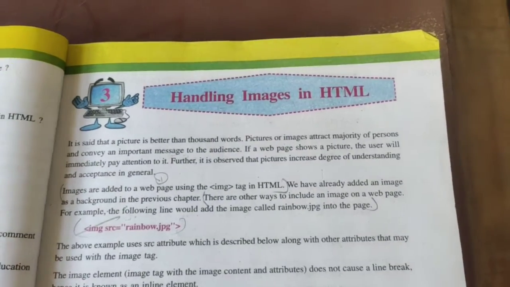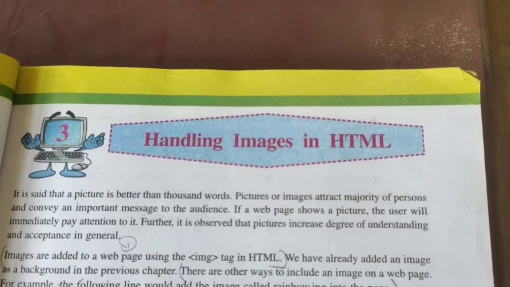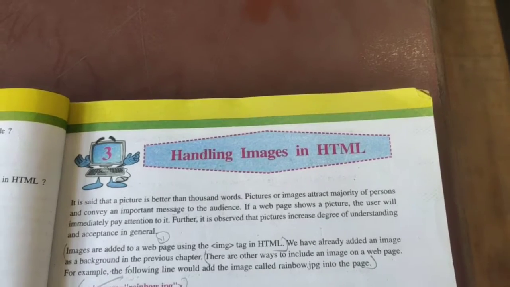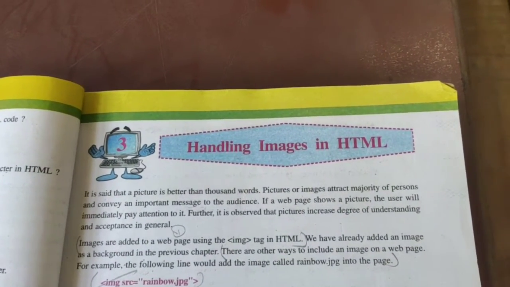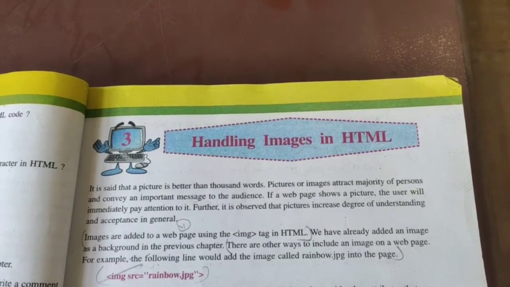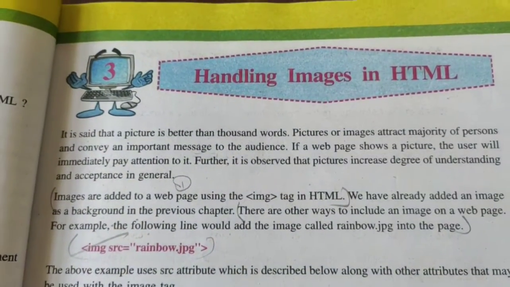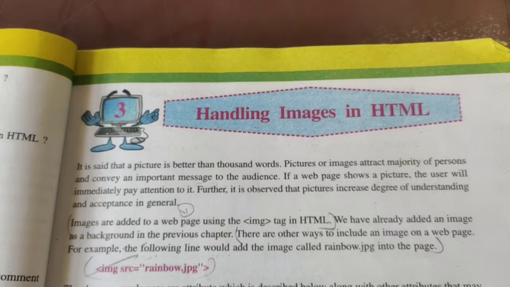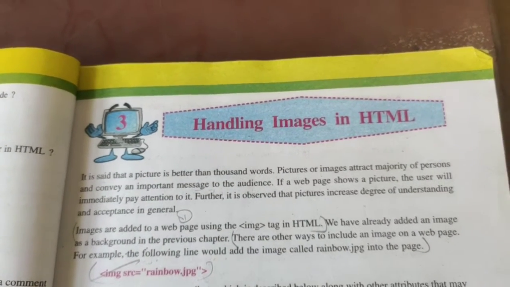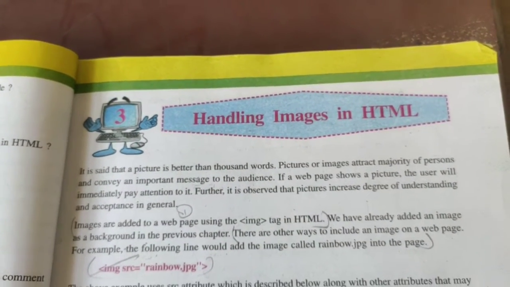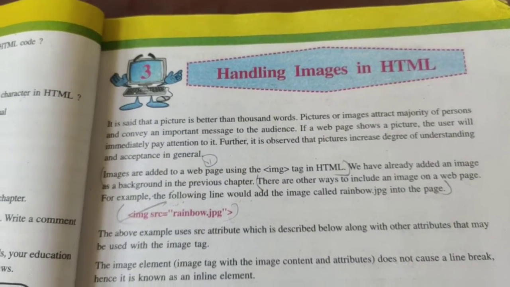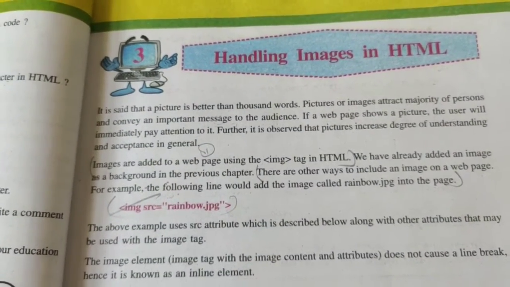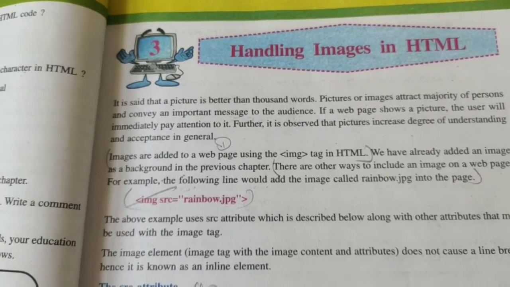Third chapter, handling images in HTML. Handling images means carrying your images in a particular file or folder in your computer. It is said that a picture is better than 1,000 words. Yes, when you can't express your words, pictures are very usable things to express your feelings. So images have to be stored properly.